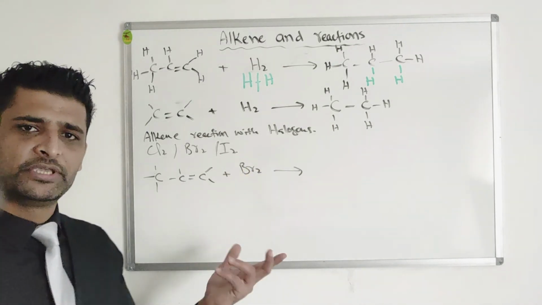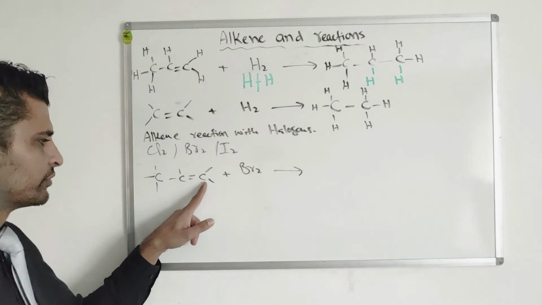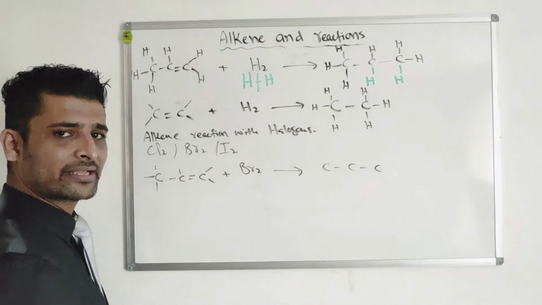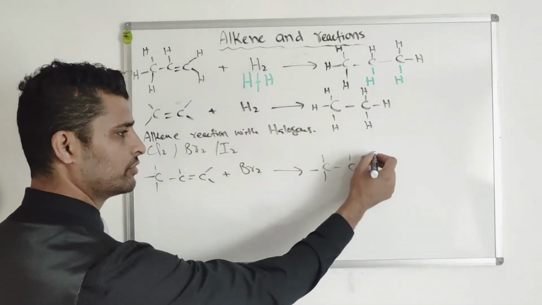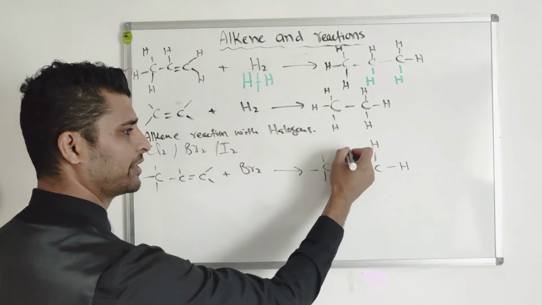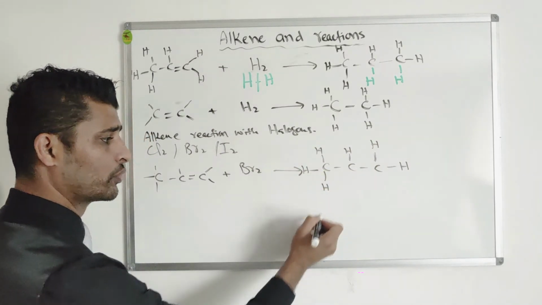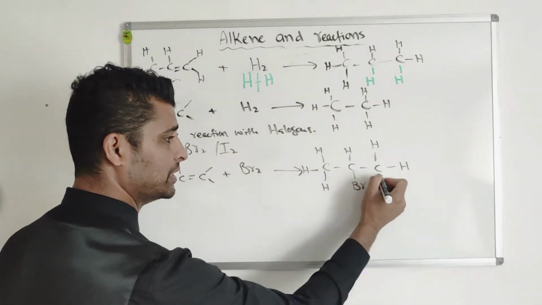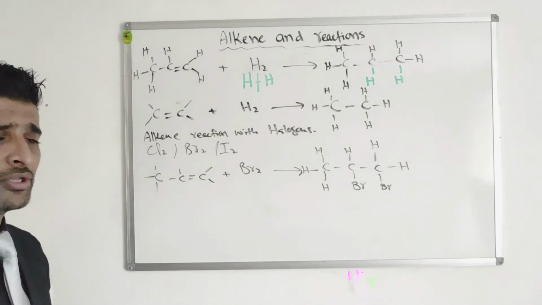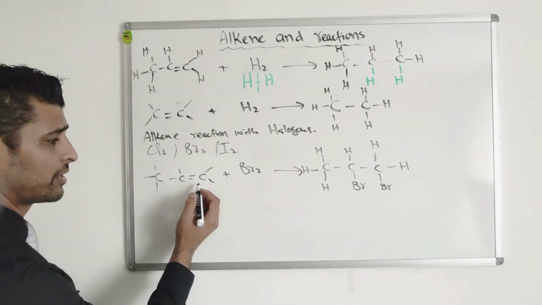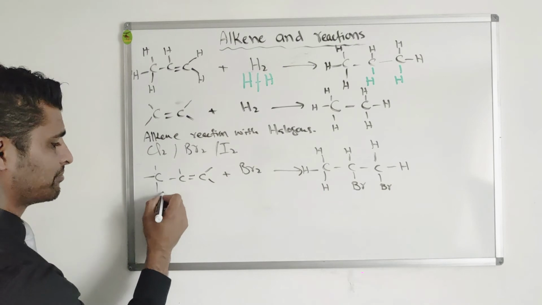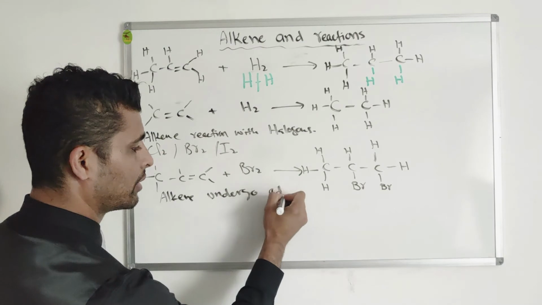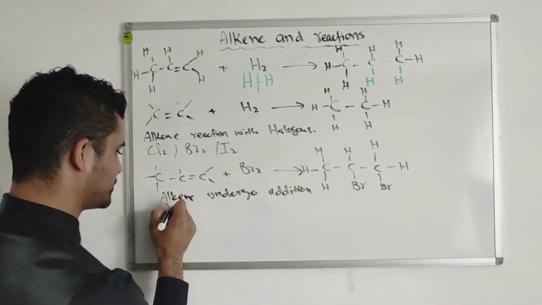Now again, bromine Br2 means 2 Br, so one atom will go there and one atom will be added to this, and you will draw like that, no double bond this time, and you will put hydrogen, hydrogen, hydrogen, whatever is present there, you draw that exactly as it is. The bromine will be added as Br and Br. Now once it's done, you can have a look that bromine is added, hydrogen is added. That means alkenes undergo addition reaction.